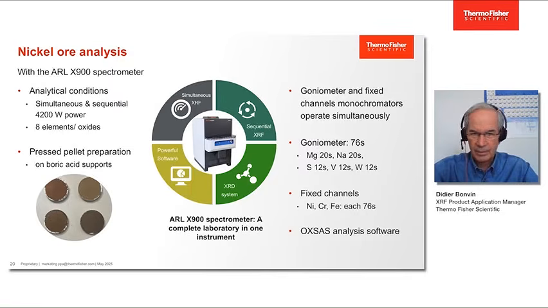The goniometer was measuring magnesium, sodium, sulfur, vanadium, and tungsten. You see that the 2 lighter elements, magnesium and sodium, are measured for a longer time, 20 seconds, and only 12 seconds for sulfur, vanadium, and tungsten. The total is 76-second analysis time on the goniometer, which means we can measure on the fixed channels also for 76 seconds. We had 3 fixed channels, nickel, chrome, and iron, and we can measure for the relatively long counting time of 76 seconds on these 3 fixed channels.